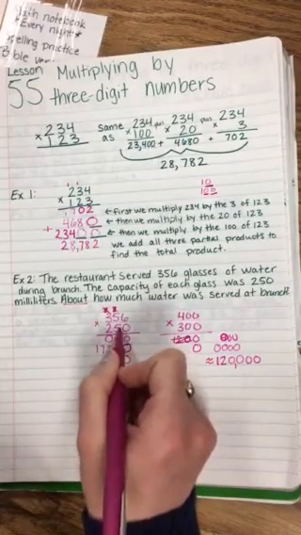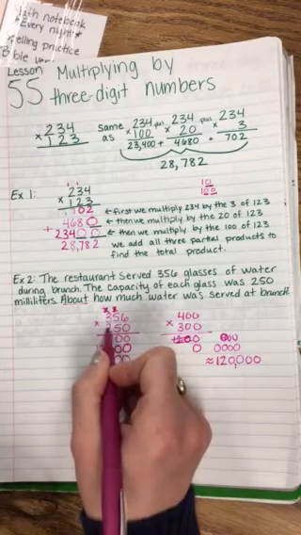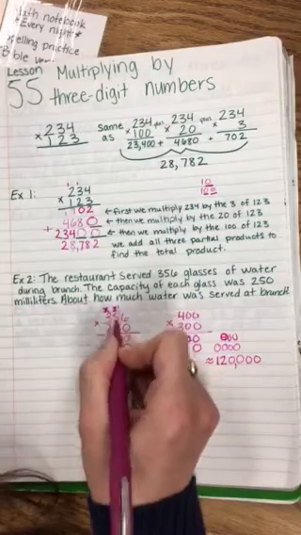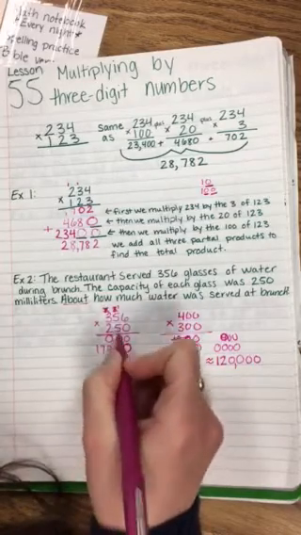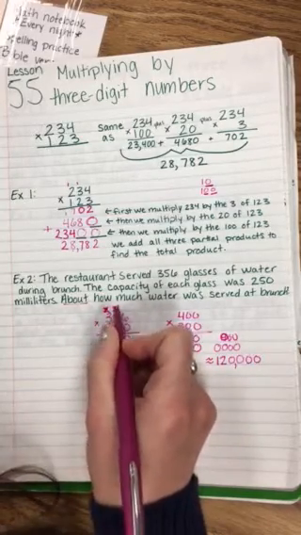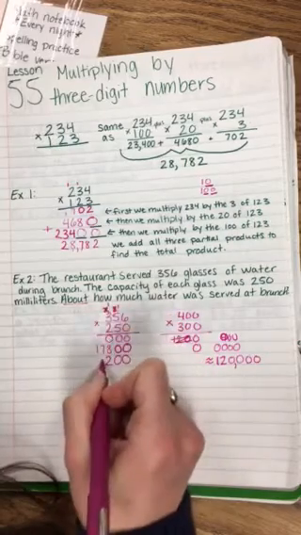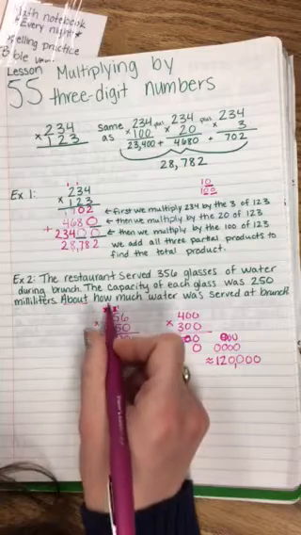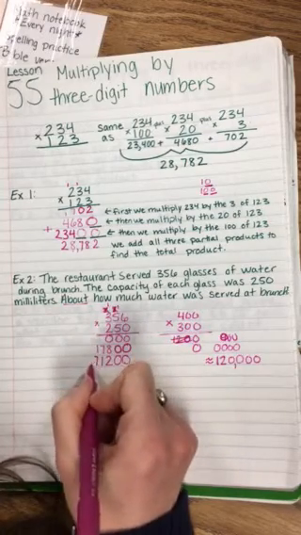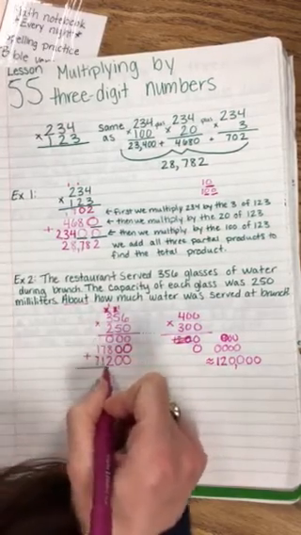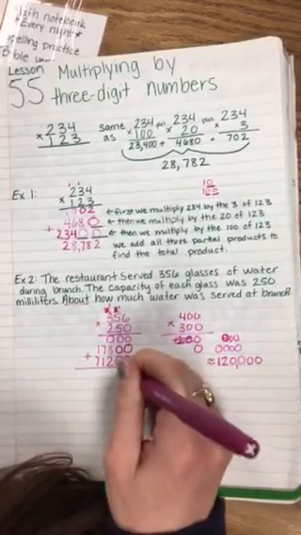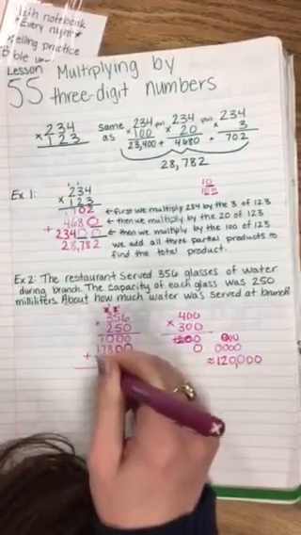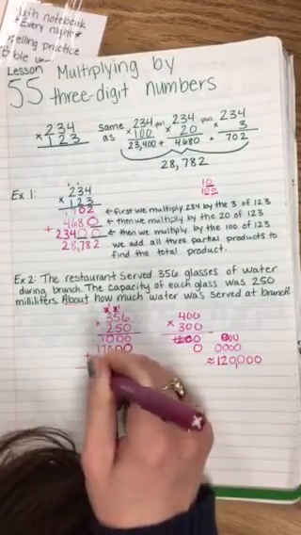So we were on the hundreds place. 2 times 6 is 12. 2 times 5 is 10, plus 1 is 11. 2 times 3 is 6, plus 1 is 7. Now you're going to add up the numbers and figure out your answer. 0, 0, 10, 7, 8, 9, 7, 8.